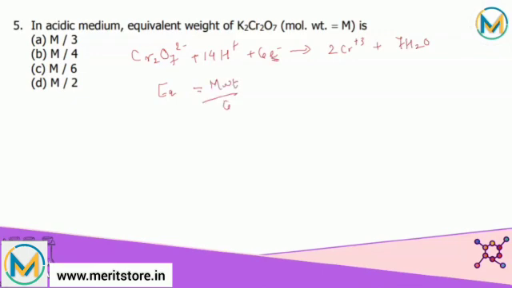Why? Because 6 electrons are gained. The molecular weight of K2Cr2O7 is 294.2, or you can simply write it as M. Upon 6, so it is M upon 6. Now looking towards the options, we have M upon 6 in option C, and thus the correct answer for this question is option C.